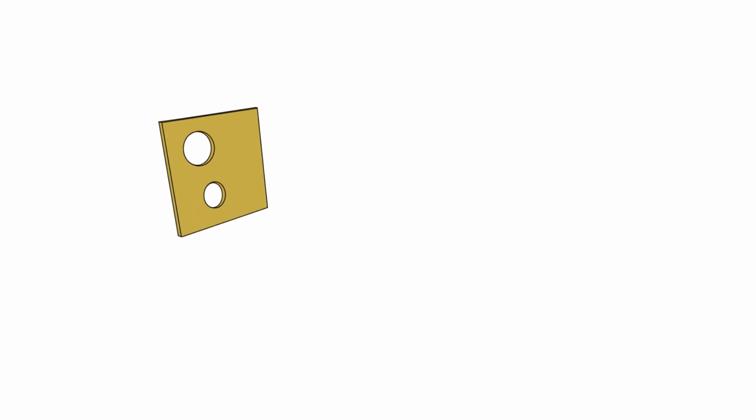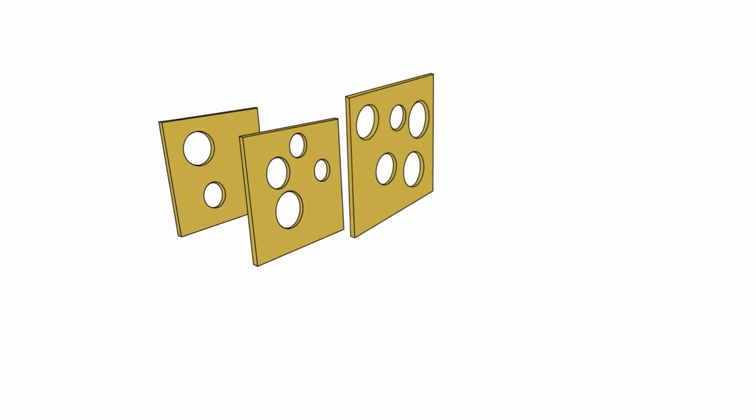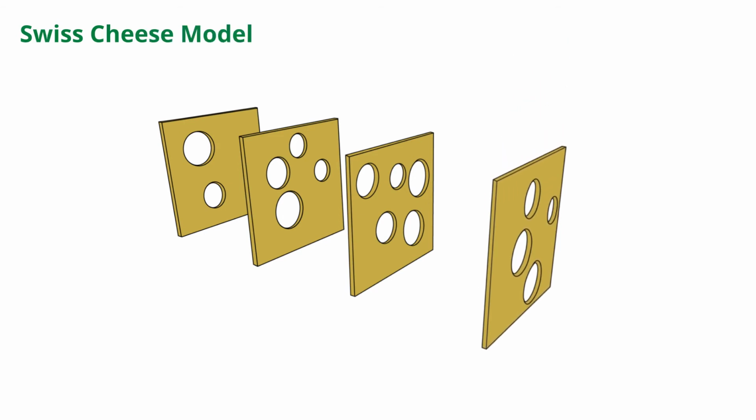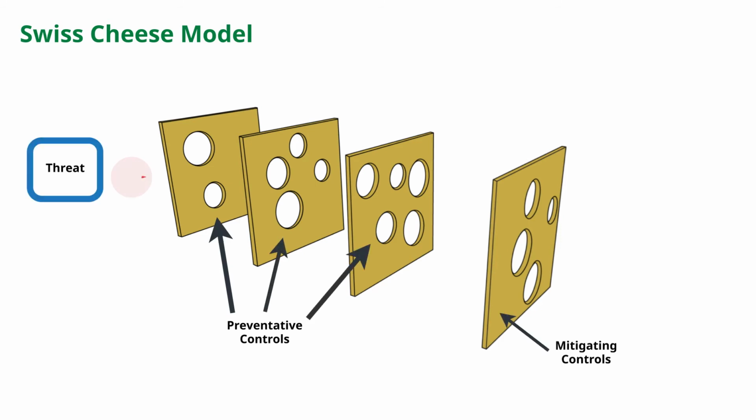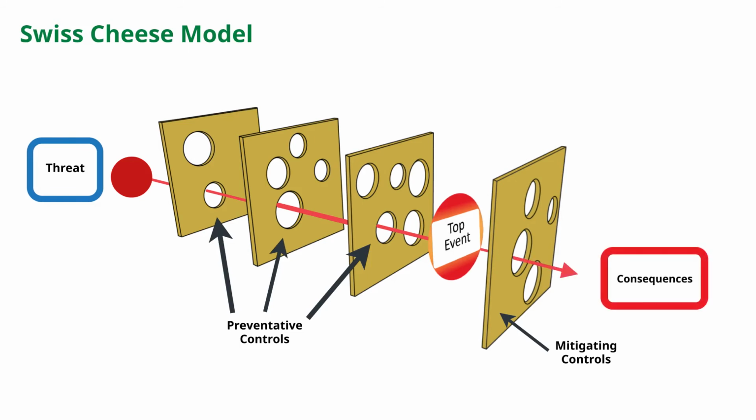Another way of looking at the importance of controls is by using James Reason's Swiss cheese theory. Swiss cheese is famous for its holes. What if we thought about controls as individual slices of Swiss cheese stacked between the threat and the top event, and between the top event and the consequences? Each slice, each control, can block the threat from getting through to the top event, or from bringing about the consequences of that top event.